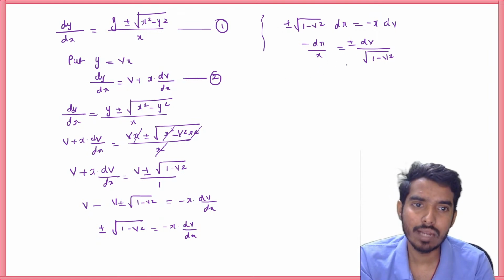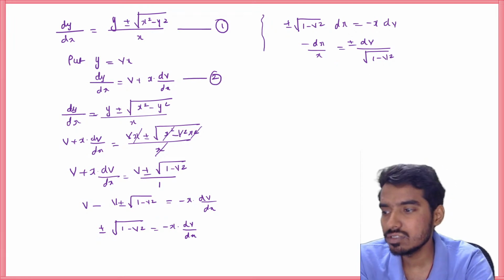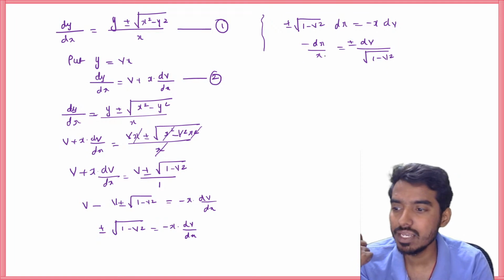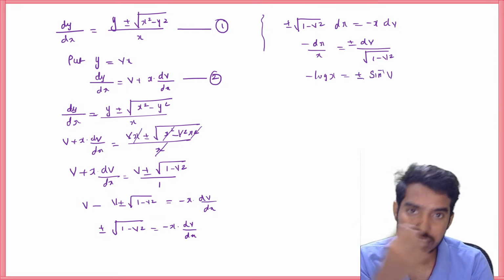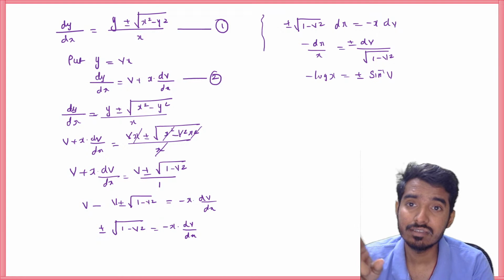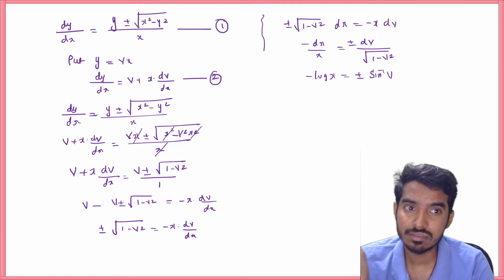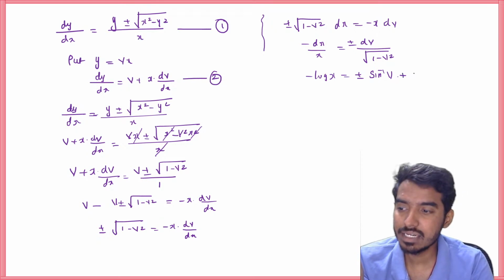To integrate this, there are two solutions here. We put plus here, we will have one solution. Minus here, we will have another solution. So this is sine inverse of v equal to log x, or minus sine inverse of v equal to log x, right? The integral of 1 by root of 1 minus a square is sine inverse of a. To integrate this, plus we will have some constant.